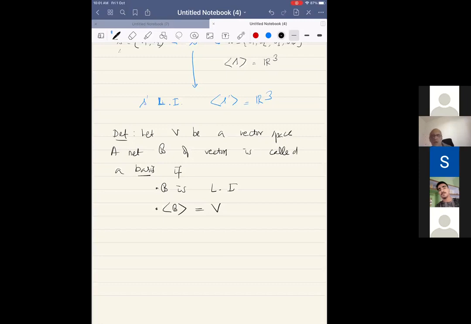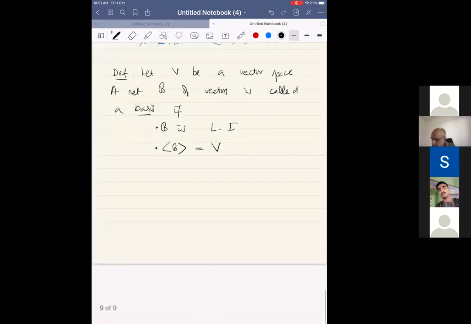Note that I have not talked about dimension of a vector space at the moment, but we know enough now to say whether a vector space has finite dimension or not. A finite dimensional vector space is one which has a finite basis.